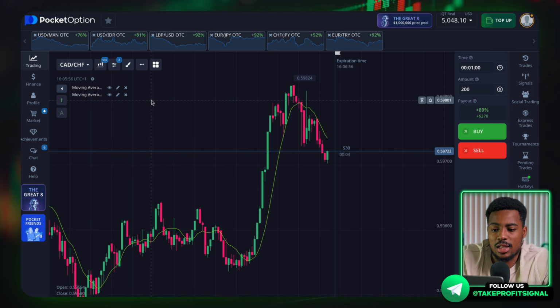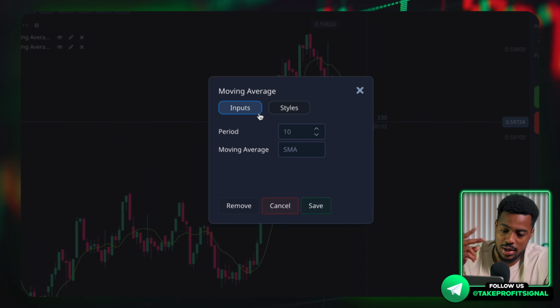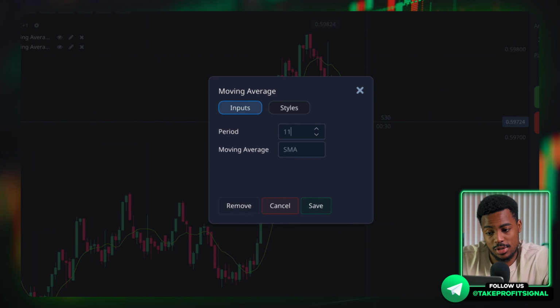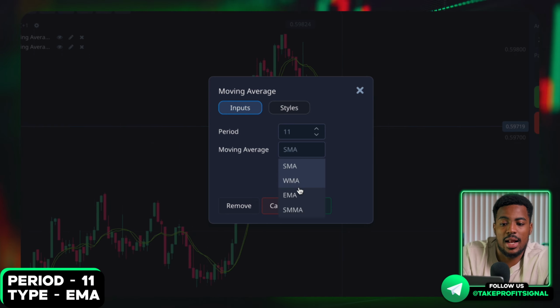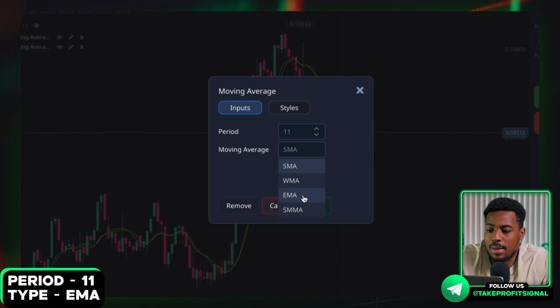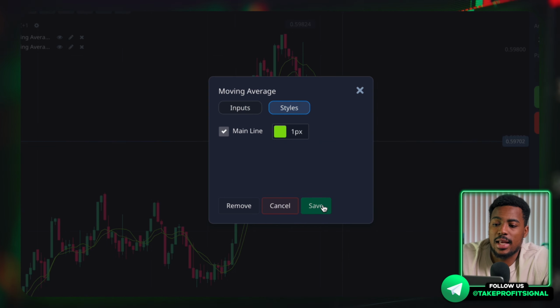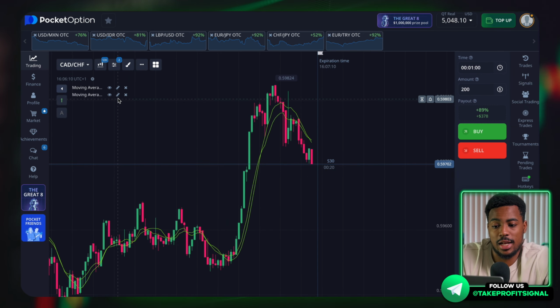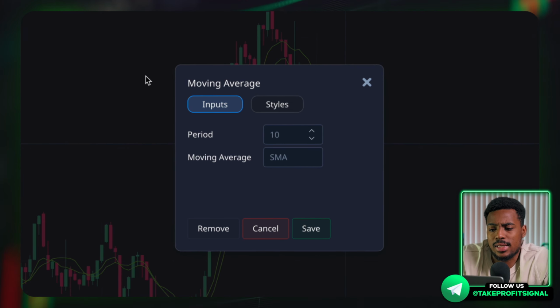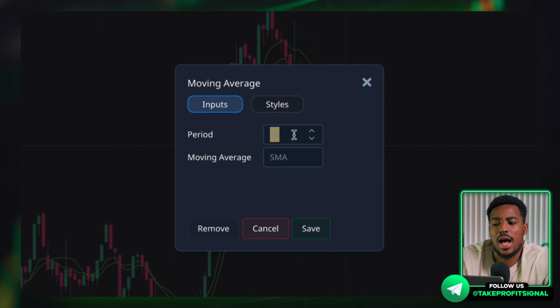Now we definitely need to customize these two indicators. We go to the first indicator, set the period to 11, and the type of indicator must be set to EMA. In the styles, we cannot change anything. Click Save. The setting of the second indicator looks as follows.